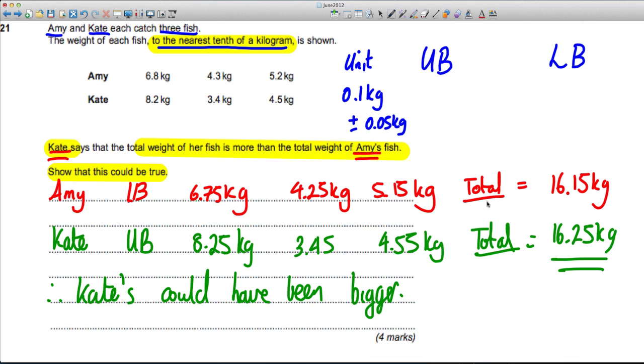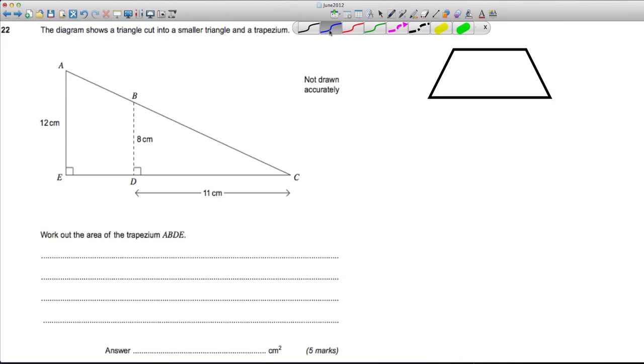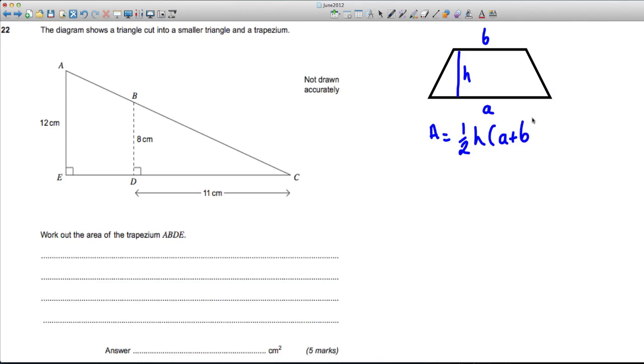Okay, and that's that. It's as simple as that. Question 21. The diagram shows a triangle cut into a smaller triangle and a trapezium. Work out the area of this trapezium. Now, in the front of the formula booklet, it tells you the area of a trapezium. If you've got a trapezium and this side here is A, this is B, and this is the height between them, the area of a trapezium is equal to a half h, the distance between them, times A plus B.